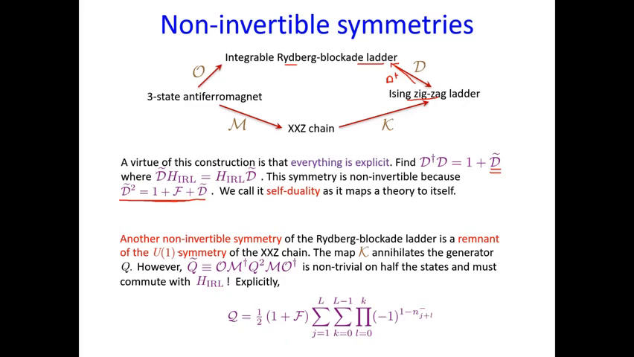Okay. So now what's also nice is, I said XXZ has U(1) symmetry. The zigzag ladder and the blockade ladder don't. So the U(1) symmetry doesn't survive these mappings; if you do these mappings, you just get nothing. But if you square the U(1) symmetry, where Q is the U(1) symmetry of XXZ, and then do the mapping, so this is just the mapping from XXZ to Rydberg there, then you can get something non-trivial.